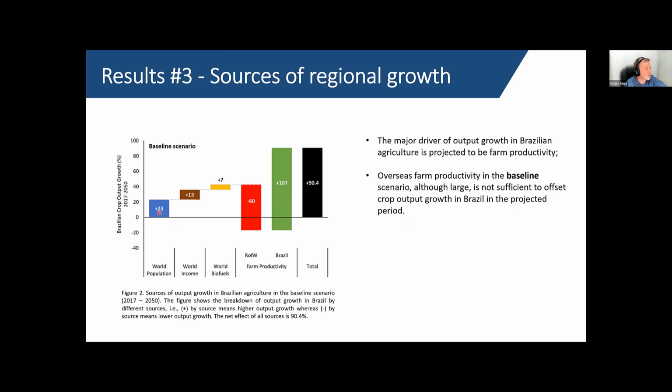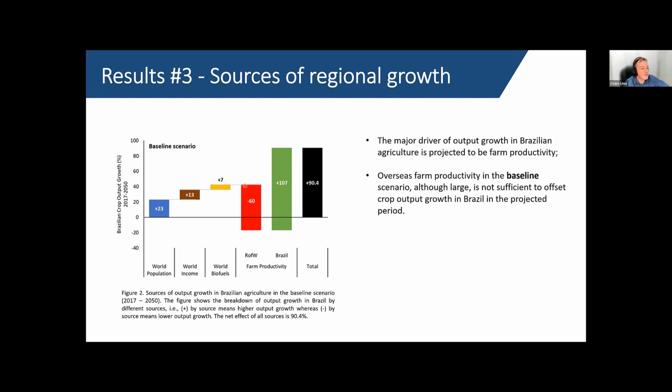So when you look at the Brazilian output growth, we can decompose this into the main drivers. We have positive pressure because the world population is increasing. You need to increase your crop output, and also because of income and biofuels. But when you look at the other regions, they are also increasing, and for example, the effects of the European Union or China or the US alleviate the pressure on the Brazilian crop output growth.